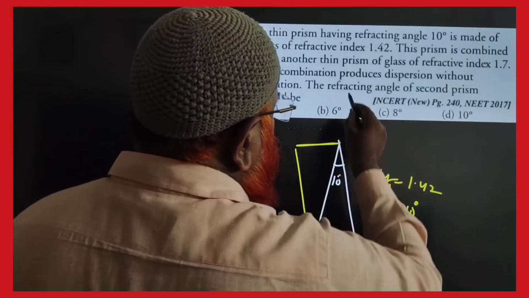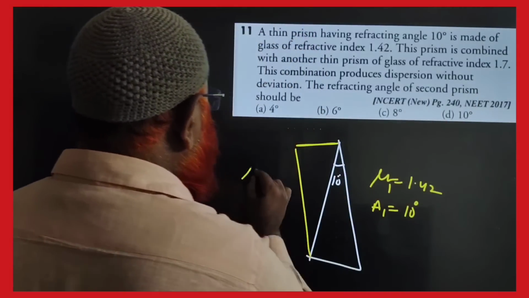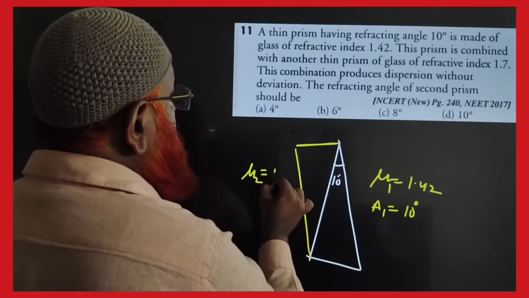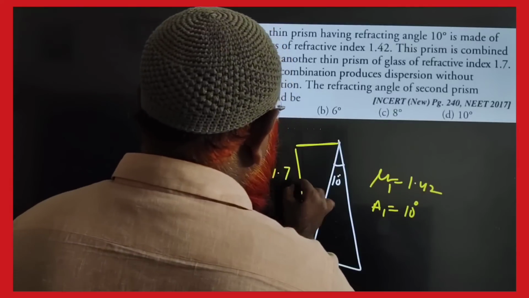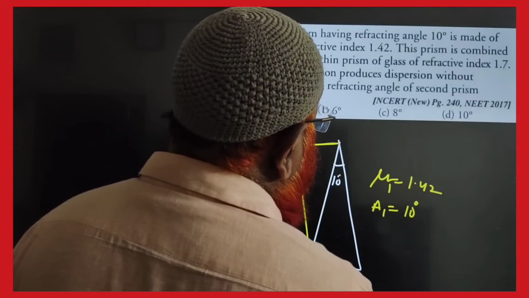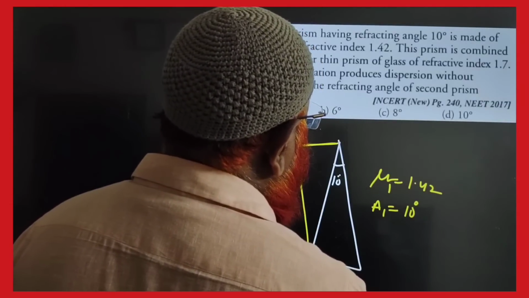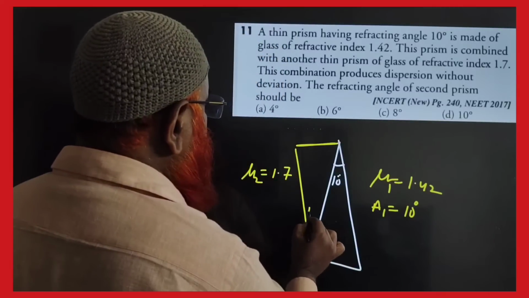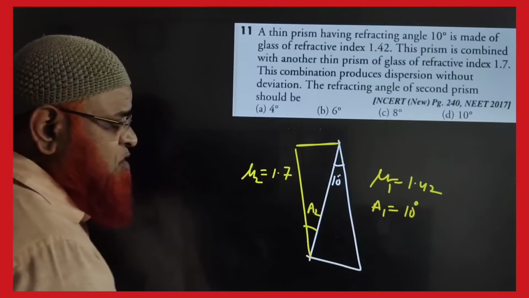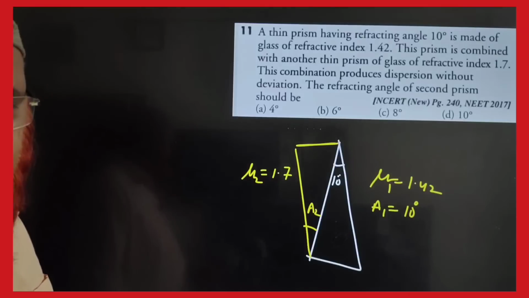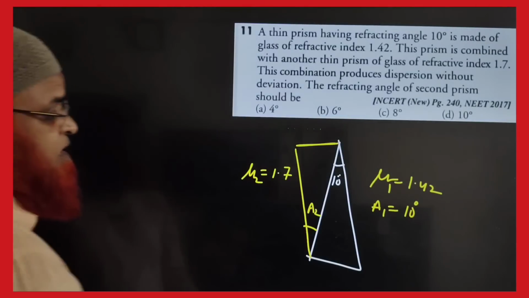Deviation is not there. And what is given? The refractive index of the second prism, which is this side, is how much? 1.7. And what is it asking us to find out? The angle A2. A1 is given, A2 is how much? Is it understood?